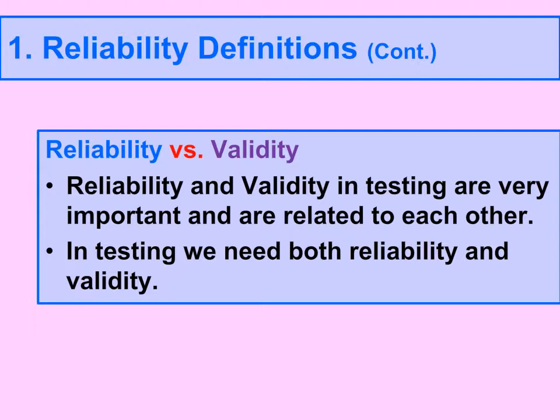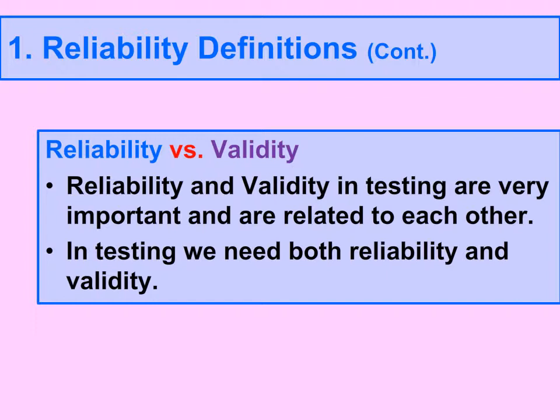Let's say you have another babysitter, Marty, that does a wonderful job. She plays with the children, keeps them safe, gets them to bed, cleans up the house before you get home. She is a wonderful babysitter. She is valid for this important job. But if Marty doesn't show up on time, she is unreliable, and therefore she's not a good babysitter. So to have a good babysitter, we need one who is both reliable and valid.